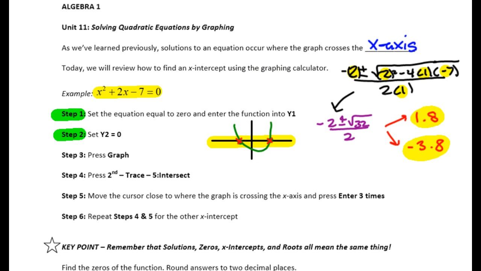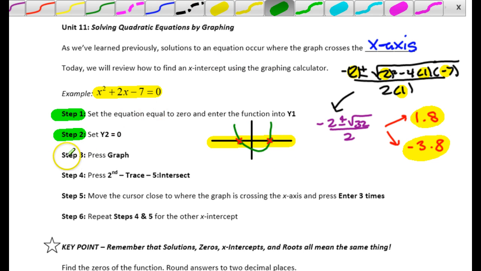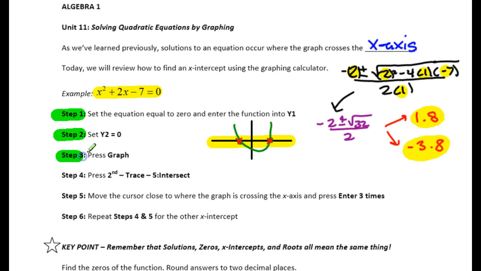Okay? Now once you've got those 2 equations set, you just hit graph and you're going to see your parabola. And then this is just like chapter 8. We're going to go to second calc, which is second trace, and we're going to select number 5, intersect, because we're asking the calculator to tell us where they intersect.